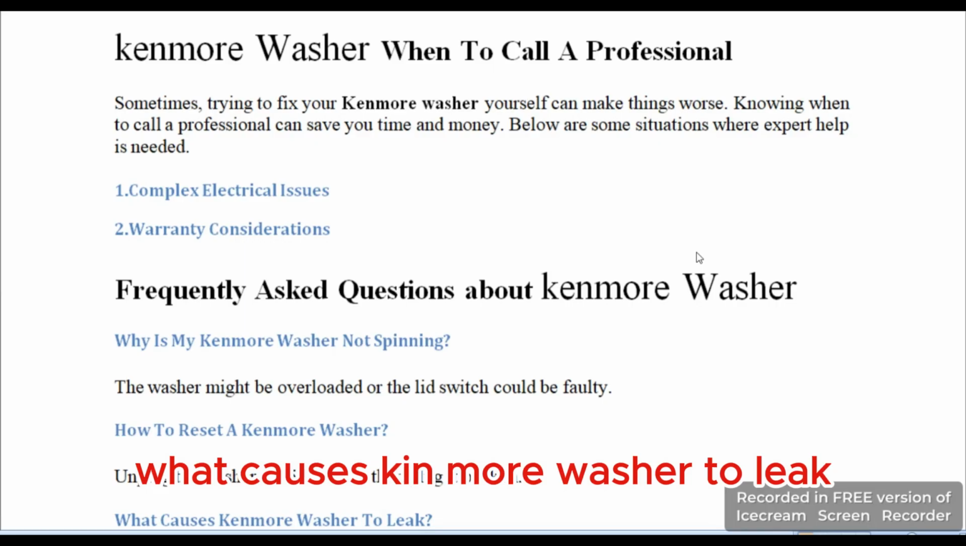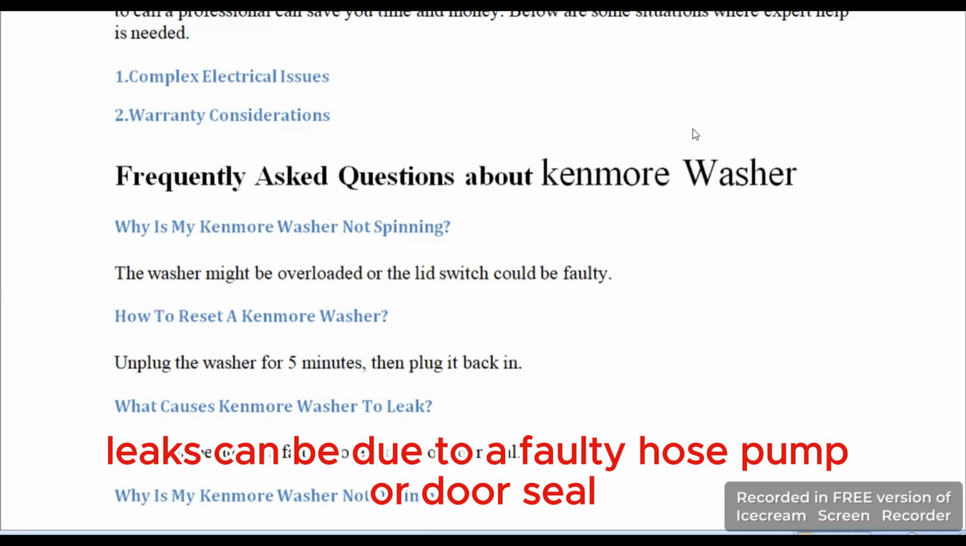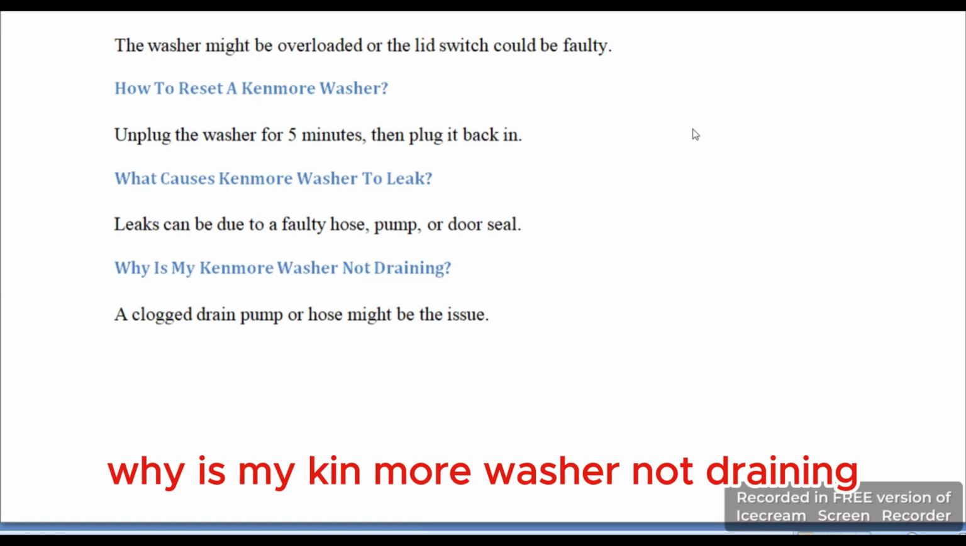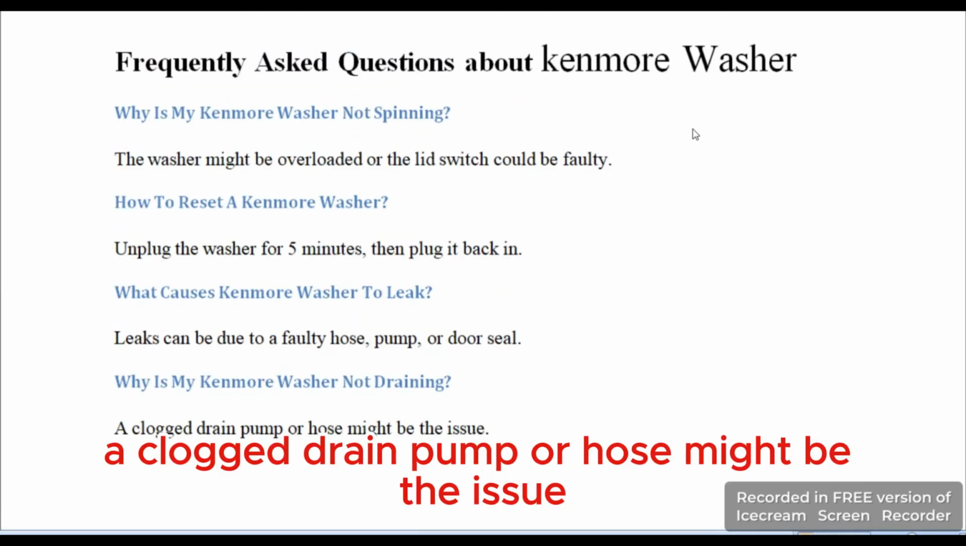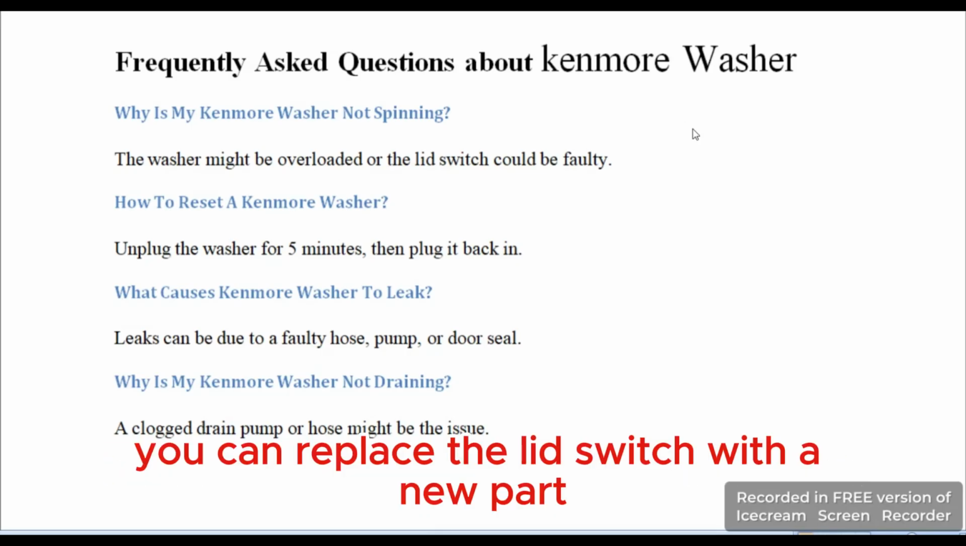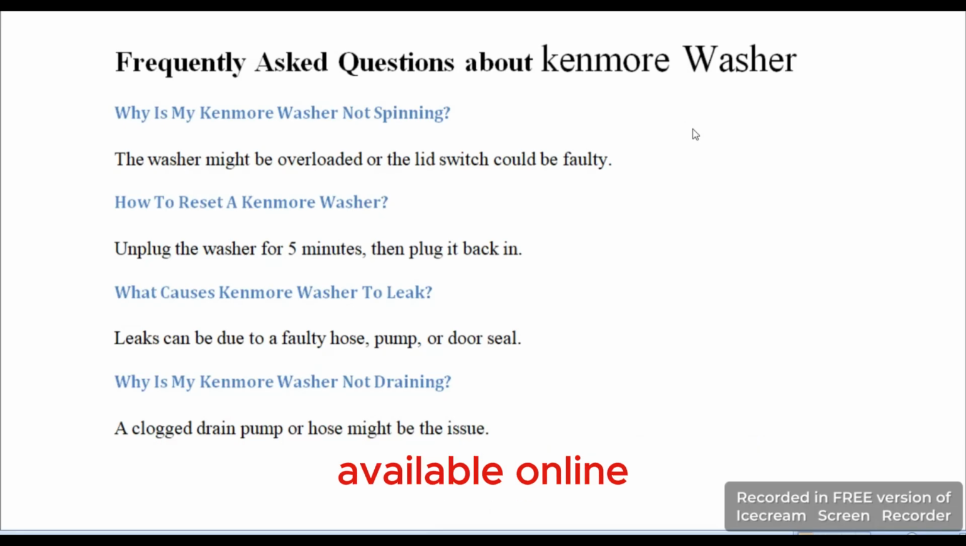What causes Kenmore washer to leak? Leaks can be due to a faulty hose, pump, or door seal. Why is my Kenmore washer not draining? A clogged drain pump or hose might be the issue. How to fix a Kenmore washer's lid switch. You can replace the lid switch with a new part available online.